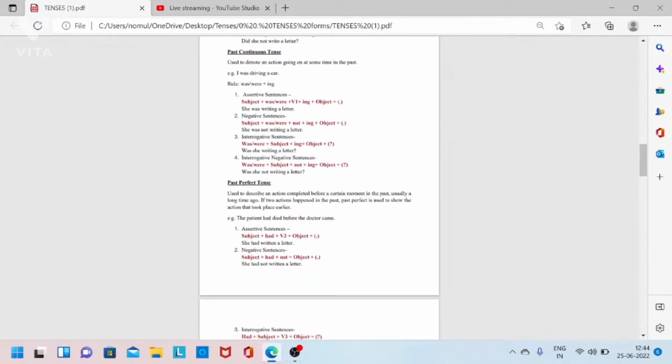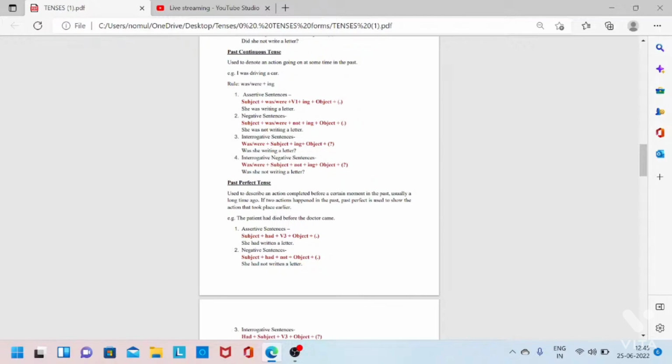And let's move to the past perfect tense. The past perfect tense describes an action completed before an uncertain moment in the past, usually a long time ago. If two actions happened in the past, past perfect is used to show the action that took place earlier. Example, the patient had died before the doctor came. The action was already completed. The patient was already gone before the doctor arrived.